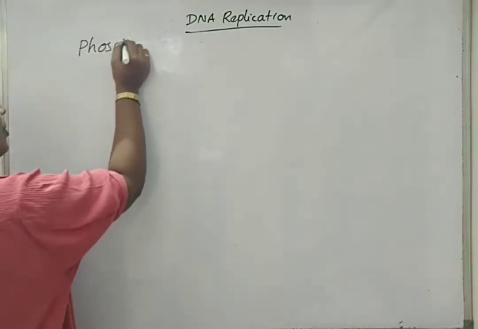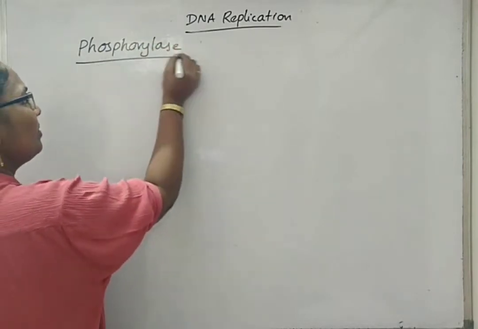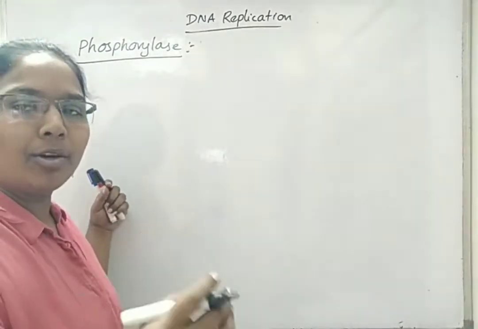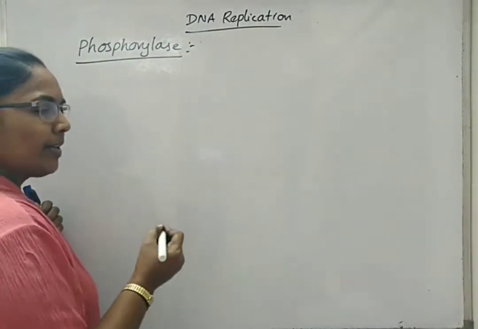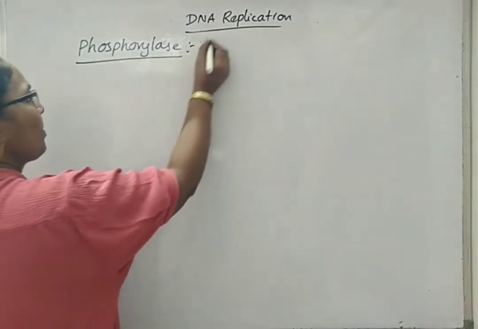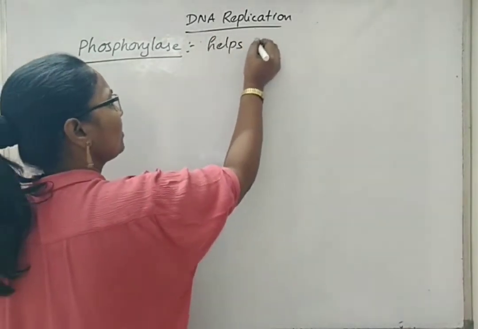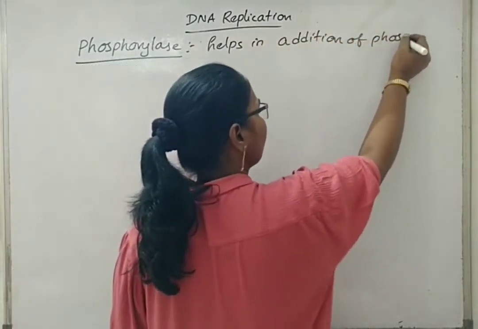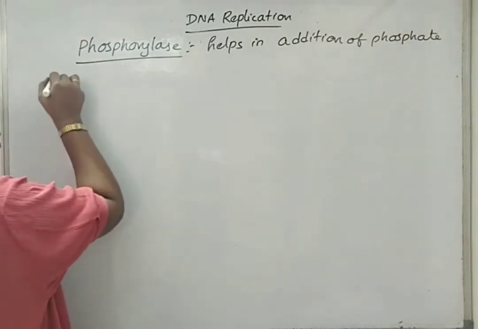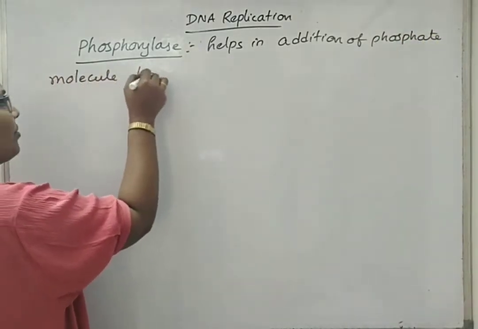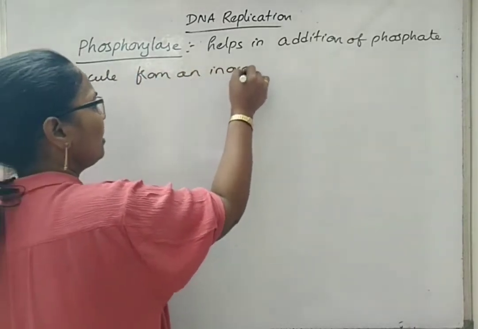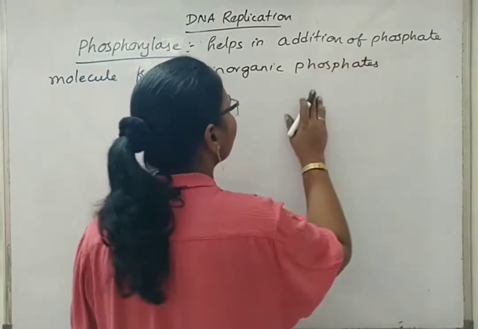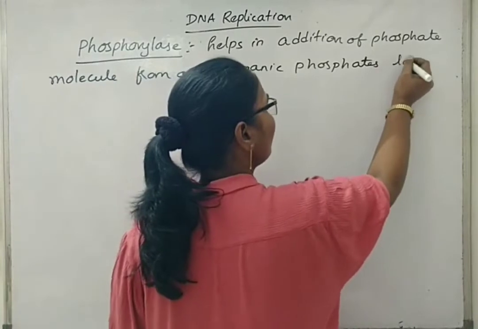Next is phosphorylase. Phosphorylase helps in addition of a phosphate to the acceptor from an inorganic phosphate molecule. Inorganic phosphate means salts of the phosphates. It helps in addition of phosphates from an inorganic phosphate to the acceptor.